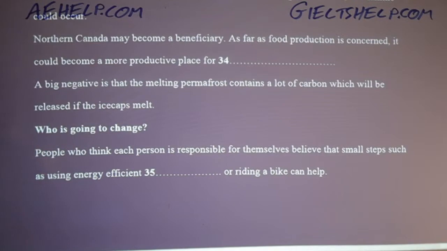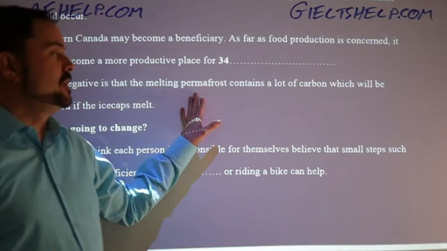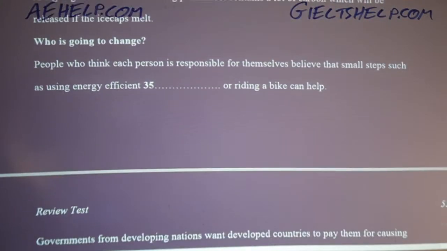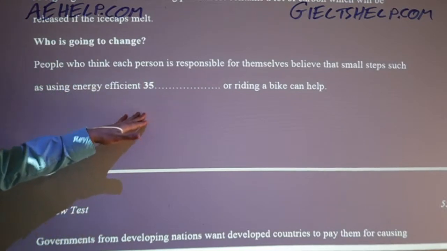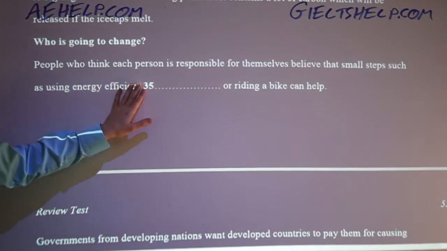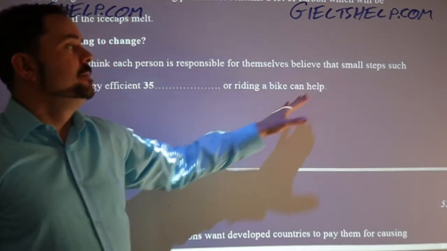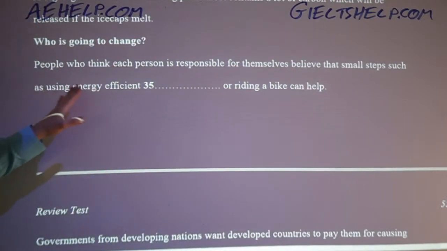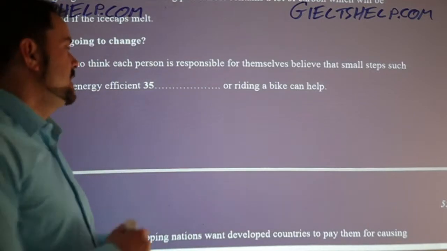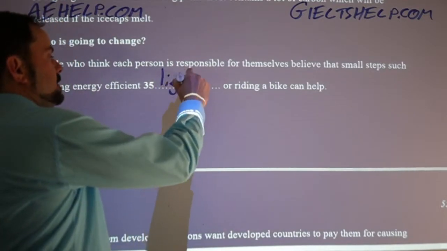Okay, so here we go. A big negative is that the melting permafrost contains a lot of carbon, which will be released if the ice caps melt. For part 4, it's important to read with the actual listening so it makes sense. Okay. Who is going to change? People who think each person is responsible for themselves believe that small steps such as using energy efficient bulbs is okay, or light bulbs, is more accurate. Light bulbs.